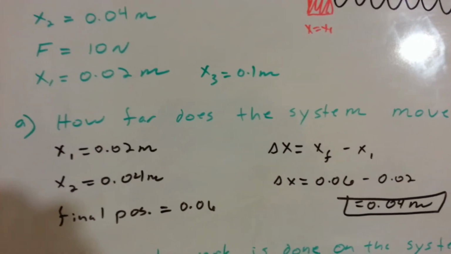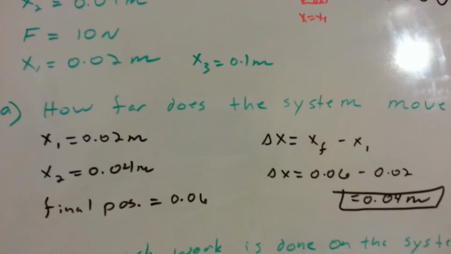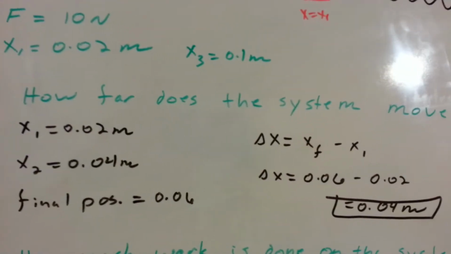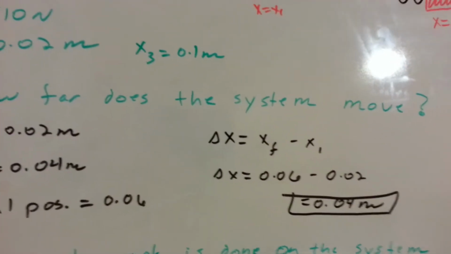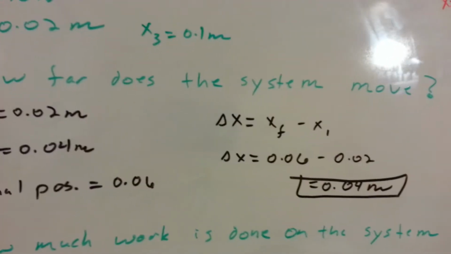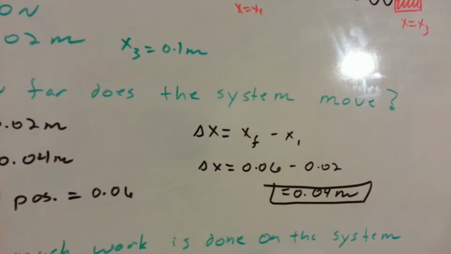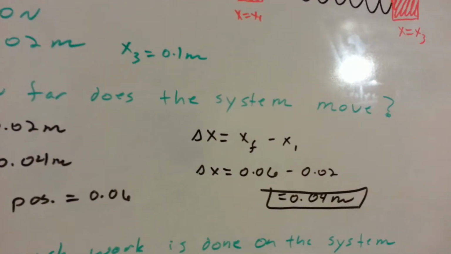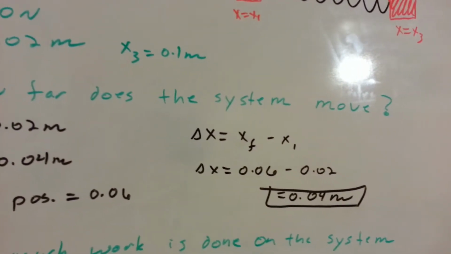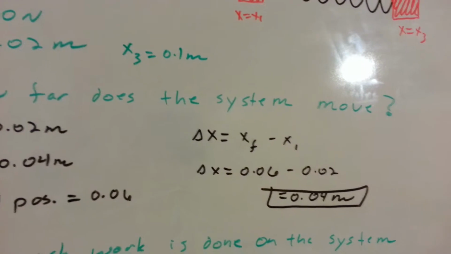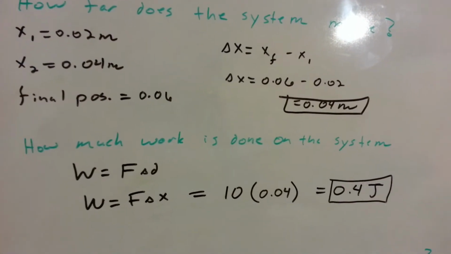But this is asking how far the system actually moves. So we need to do our change in position equation, which is x final minus x initial. And then through your calculation, you'll get our change in position, which is how far the system moves, to be 0.04 meters.